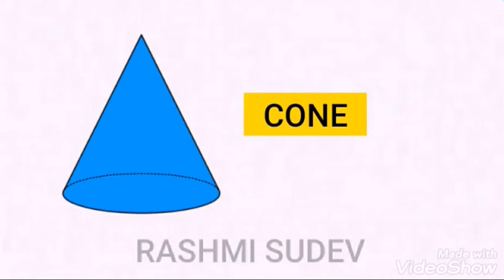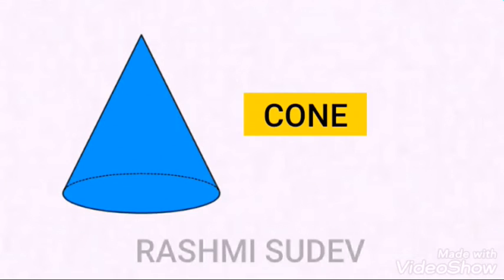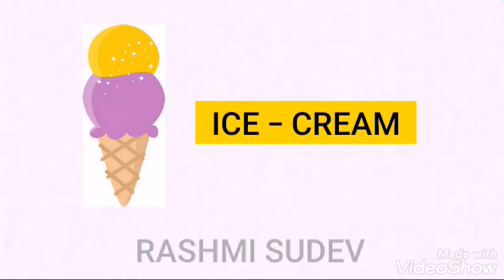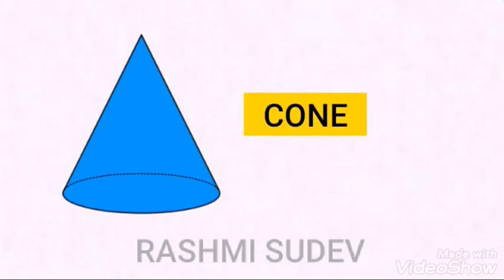Next, the given figure is a cone. The definition of a cone: the shape like a clown's cap or fool's cap is called a cone. A cone has one edge and one corner. Examples are funnel, ice cream, Christmas tree. So students, I hope cone is clear to you.